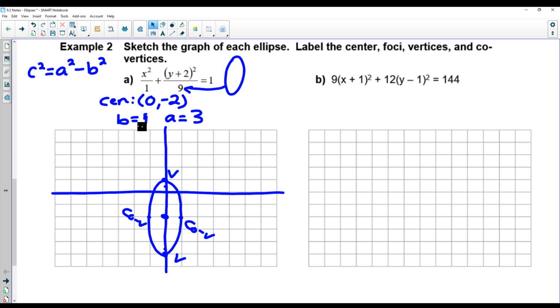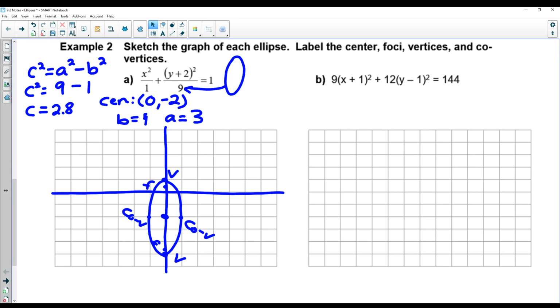All right, so just plugging in what we know, a squared is 9. We know b squared is 1. So I got c squared equals 9 minus 1. And that means c is the square root of 8, which is about 2.8-ish. And I'm just going to use an approximation. So I'm going to go from the center, and I'm going to go 2.8 units up, 2.8 units down. That's where my foci are. They've got to be up and down on this one because I'm stretched vertically. The foci will always be on the major axis. They'll always be on the major axis.